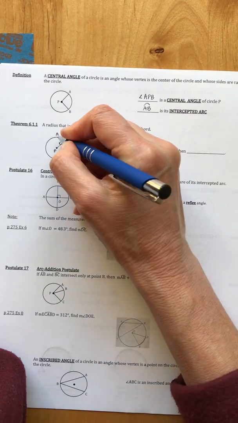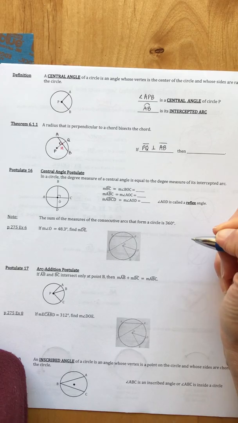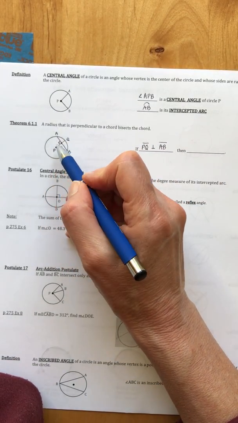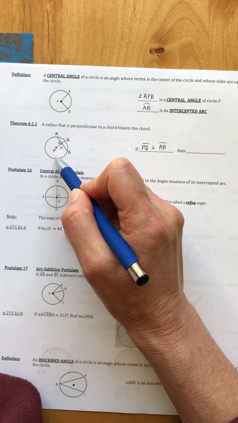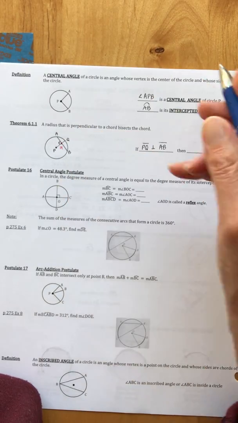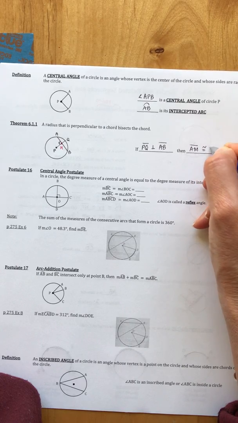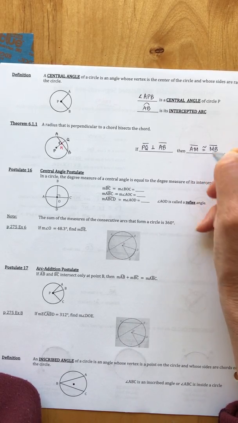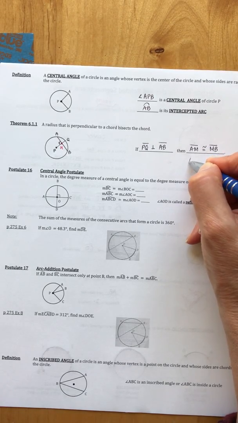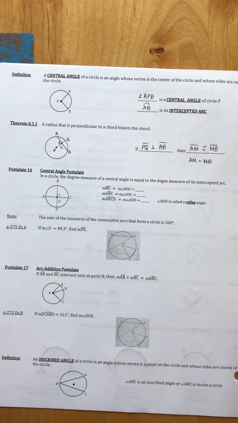So if this radius PQ is perpendicular to this chord AB, then the radius bisects the chord. This radius chops this chord in half. So AM would be congruent to MB, which means that AM is equal to MB. Their lengths would be equal.